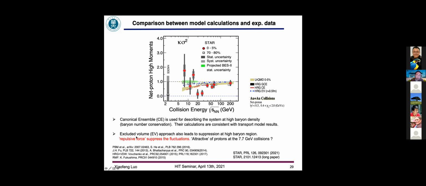So actually the excluded volume, we know that considering the volume of the particles leads to suppression. It's mainly due to the equivalently repulsive force introduced. It will suppress the fluctuation. And at this low energy, it shows up the increase, which may indicate some attractive force entering into these collisions. But we need to have more precise measurement.